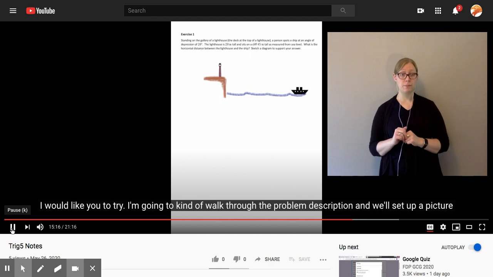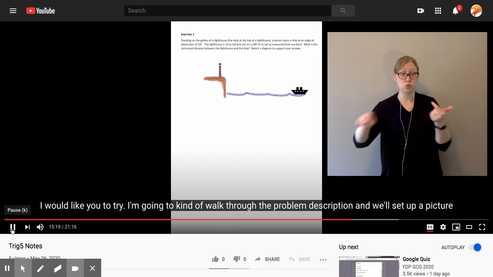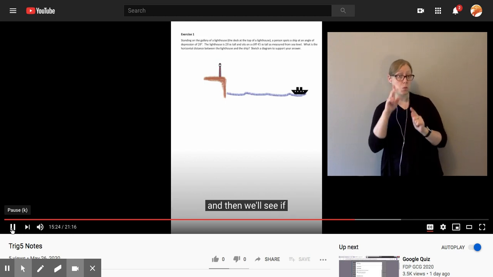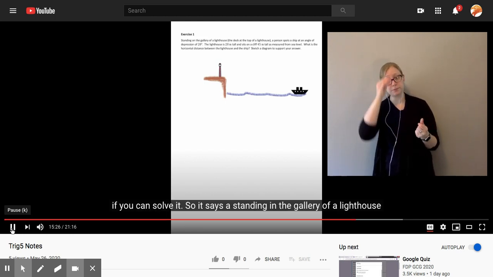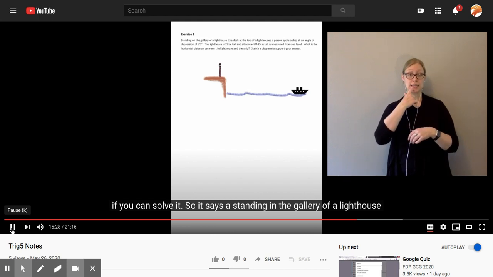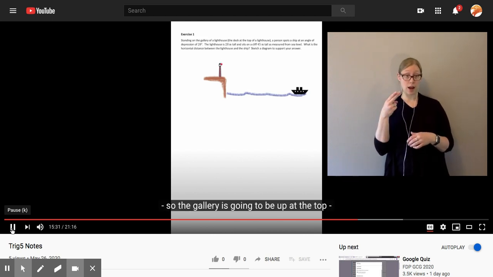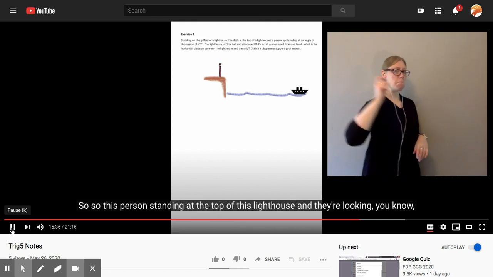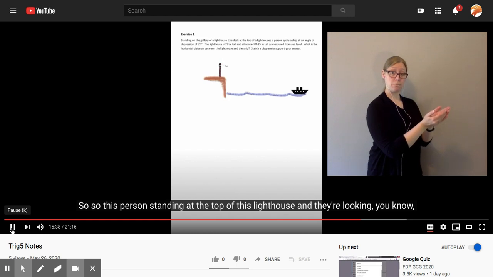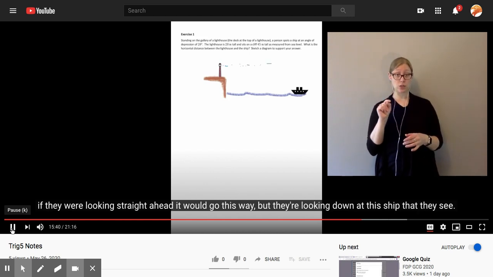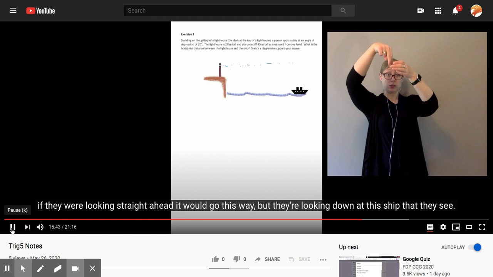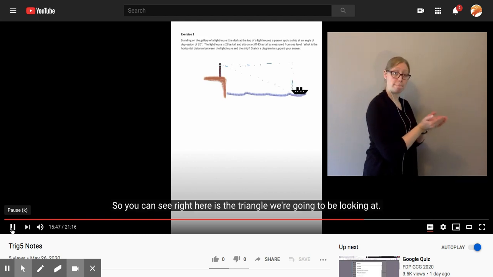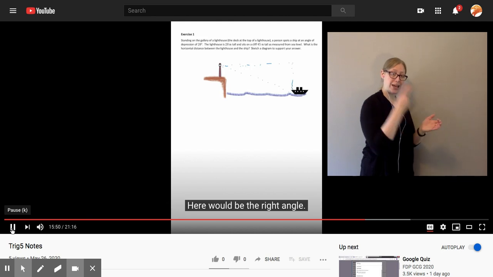Right, so here's one I would like you to try. I'm going to walk through the problem description, and we'll set up a picture, and then we'll see if you can solve it. So it says standing in the gallery of a lighthouse. The gallery is going to be up at the top. A person spots a ship at an angle of depression. So this person standing at the top of this lighthouse, if they were looking straight ahead, it would go this way, but they're looking down at this ship that they see. So you can see right here is the triangle we're going to be looking at. Here would be the right angle.